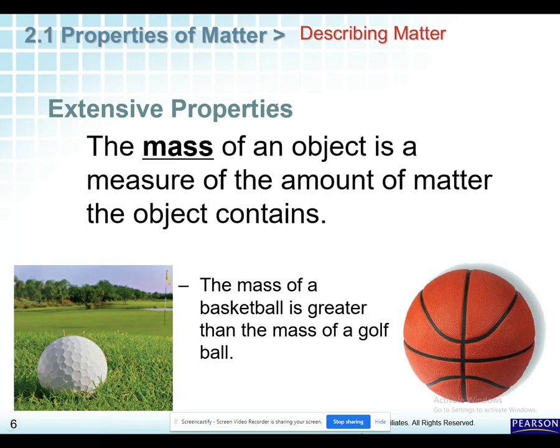So the mass of an object is the measure of the amount of matter it contains. So here, if you have something that there is a lot of it, like a basketball, it's going to have a greater mass than if you have something that doesn't have as much mass in it, or the amount of matter. If I had 2 basketballs, my mass is going to be smaller than if I had 5 basketballs. So here, it depends how much I am holding or how much I have.